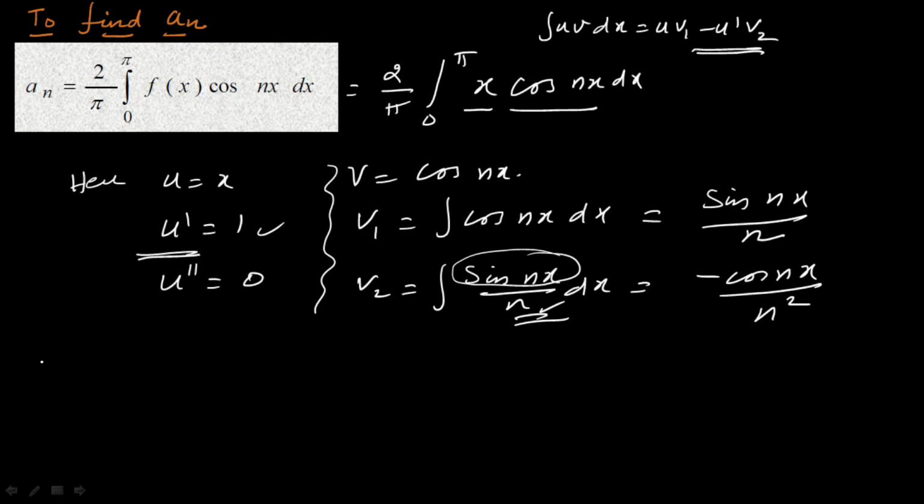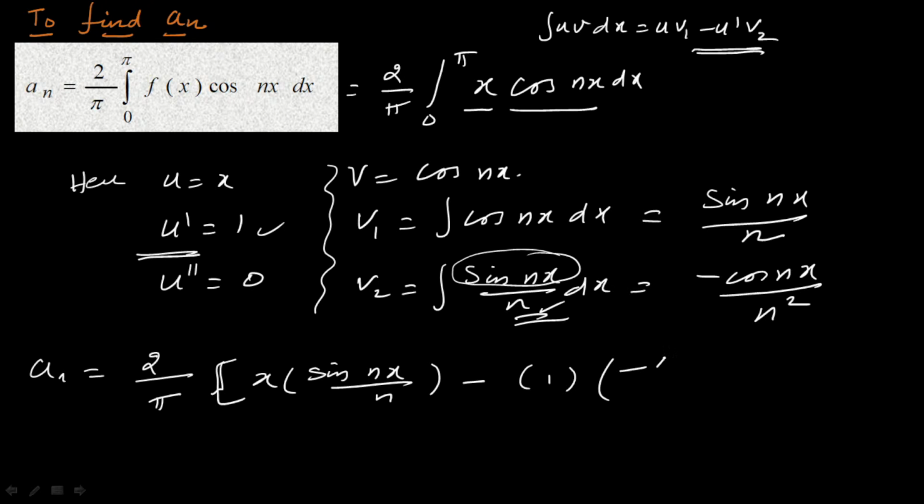That's all. So let me now substitute in the formula. an is equal to 2 by pi of u v1. What is your u? x. v1 is nothing but sin nx divided by n, minus u dash, which is 1.